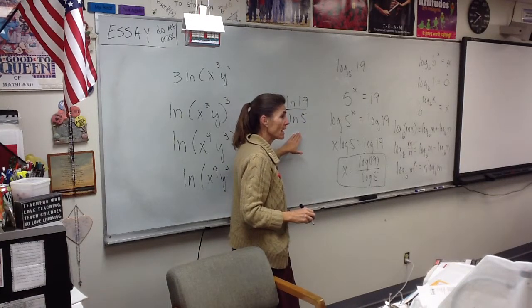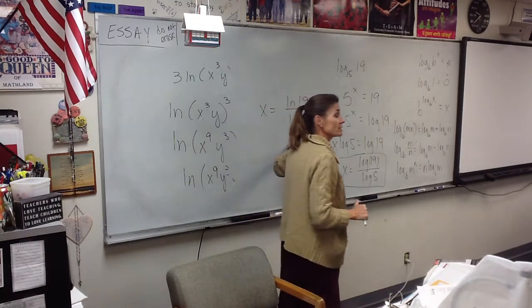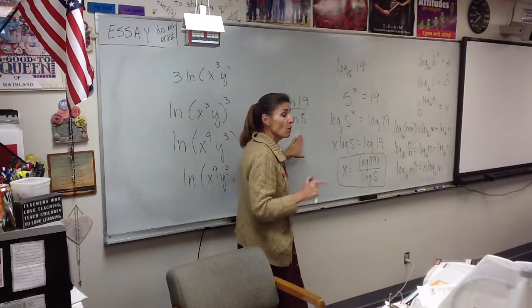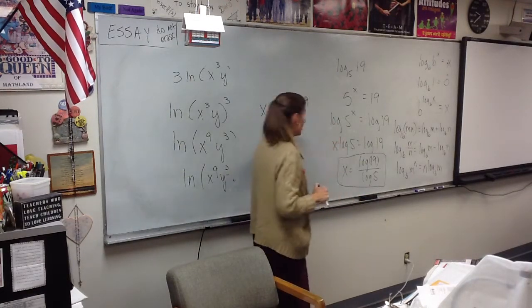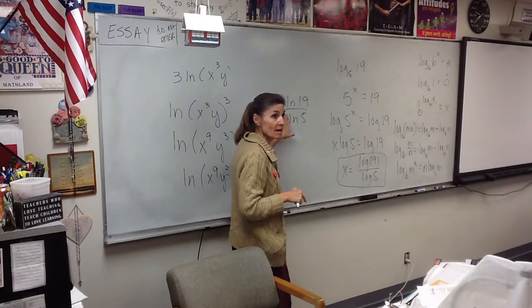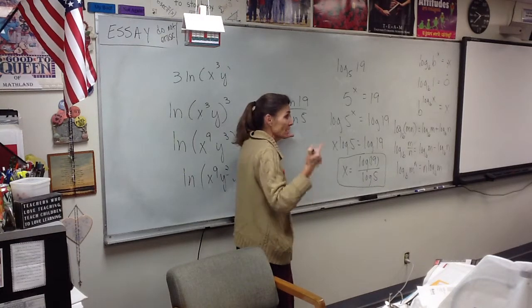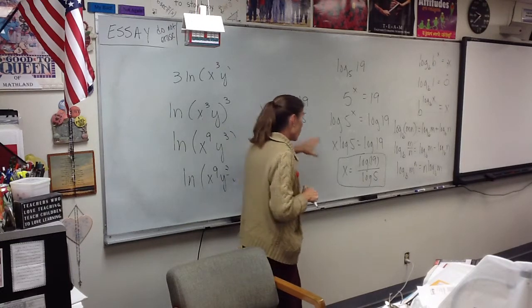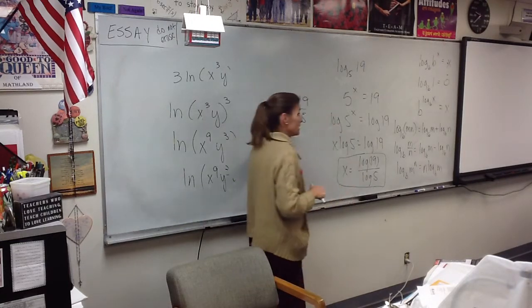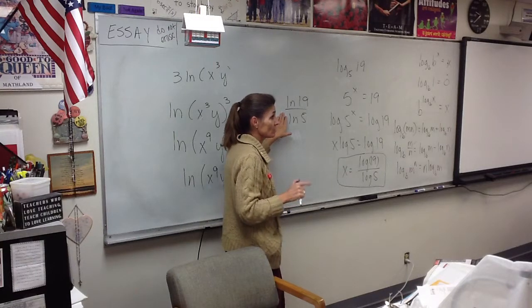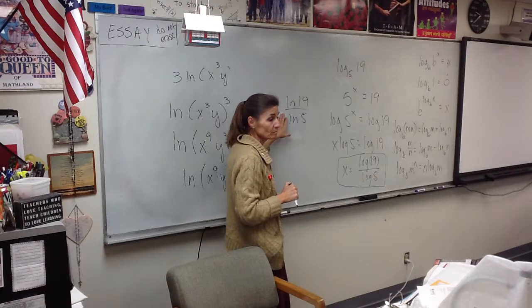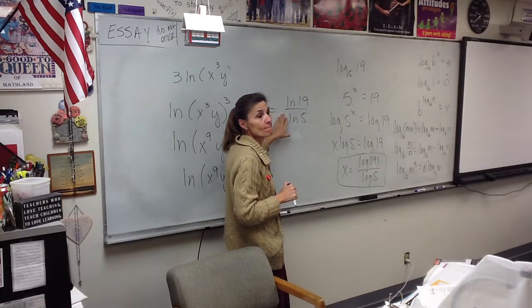What do you think is going to happen? The same thing. You're going to get the same thing, because the moral of the story is, it doesn't matter what base you use, the answer will be the same. Why am I using either base 10 or base E? Because those are the buttons on my calculator. But if I wanted to do base 3 or 12, any base I wanted, I could. But I'm always going to do either LOG or LN so that I can type it in on my calculator. Did you get the same answer? Good.